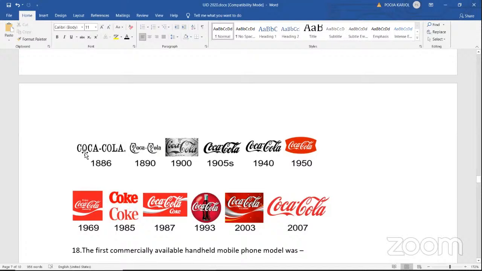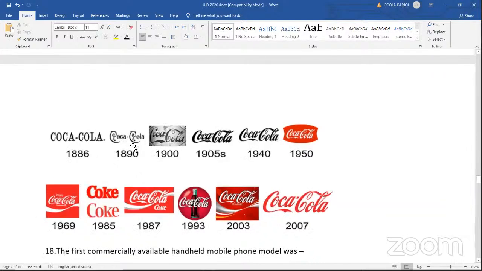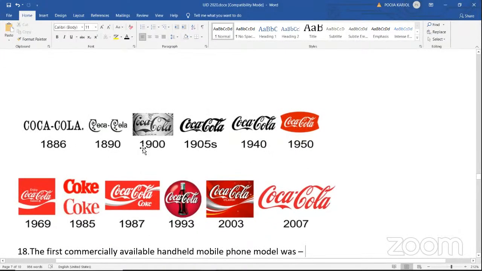Okay. So this simplest one is 1886. I think it was near this one. And the decorative design of this was for a very brief period. Okay. Then I think I'll send this to Gaurav sir, so you guys can check it later.